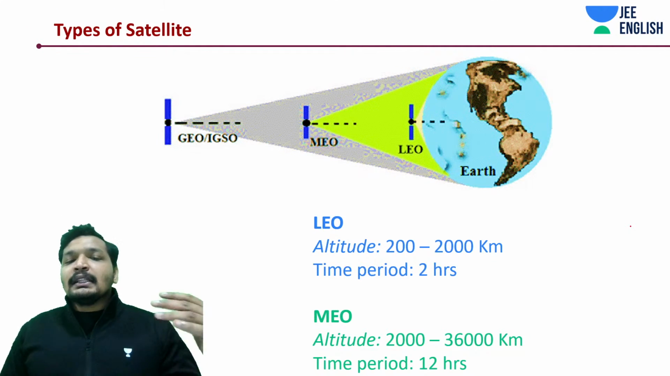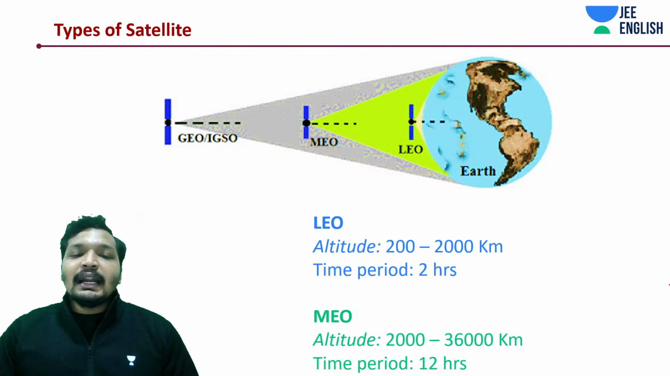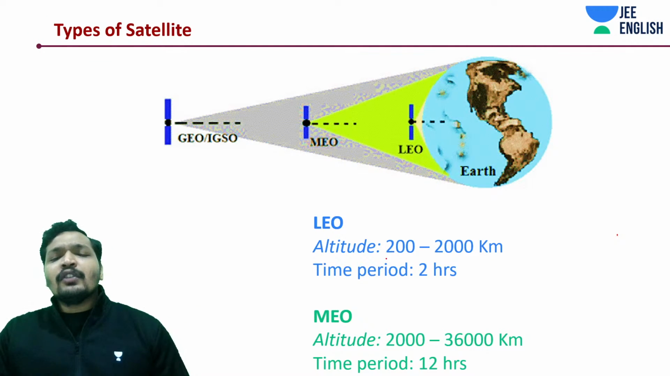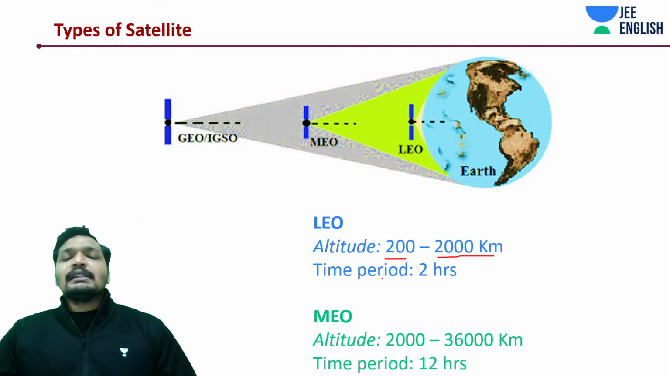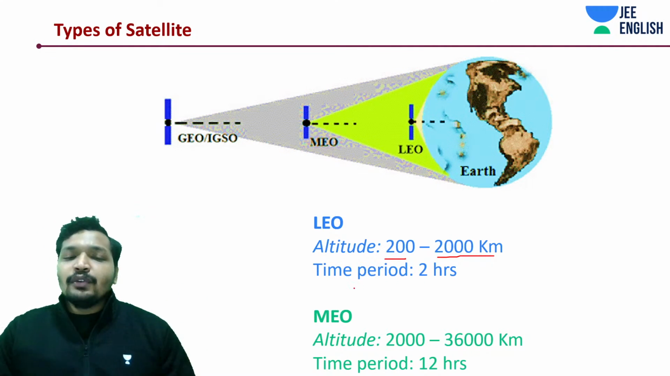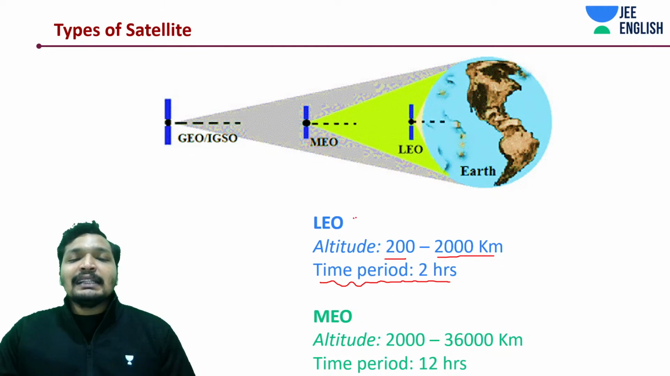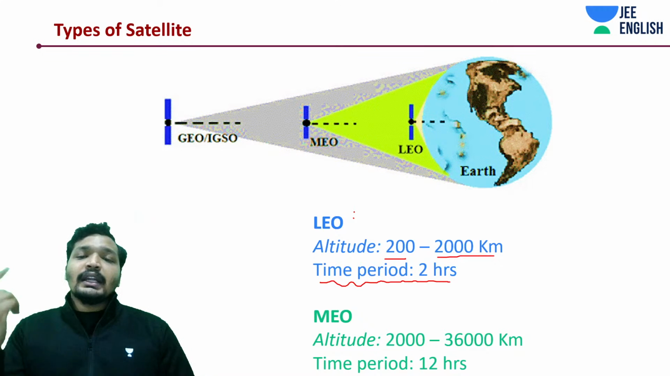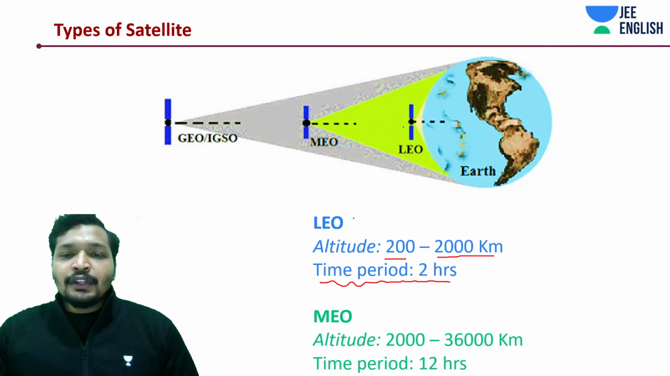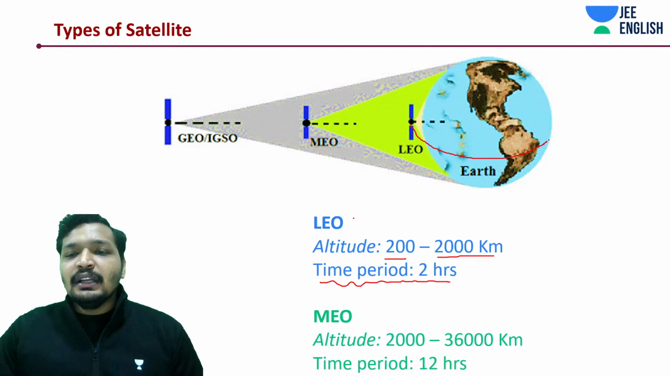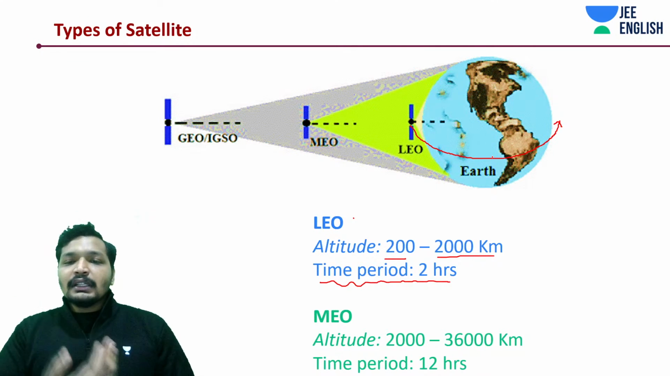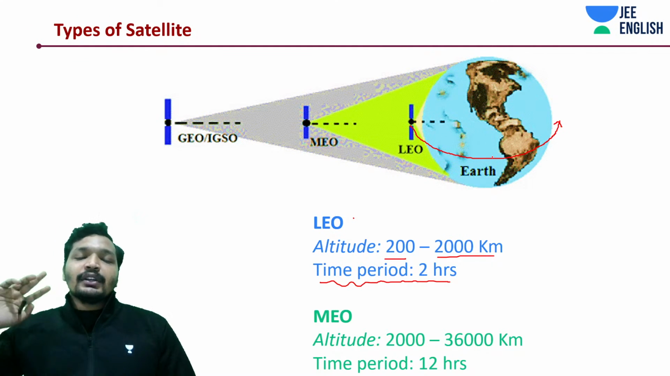So let's say that you have launched a satellite at a distance of 200 kilometers from the surface of Earth. Let's say anywhere around 200 to 2000 kilometers. In that case, for one of those altitudes, the average time period is anywhere around 2 hours. That means this satellite is very near to the surface of Earth, and it only takes 2 hours to rotate around Earth. So if you think about it, this satellite would complete a rotation before even Earth completes a rotation around itself.